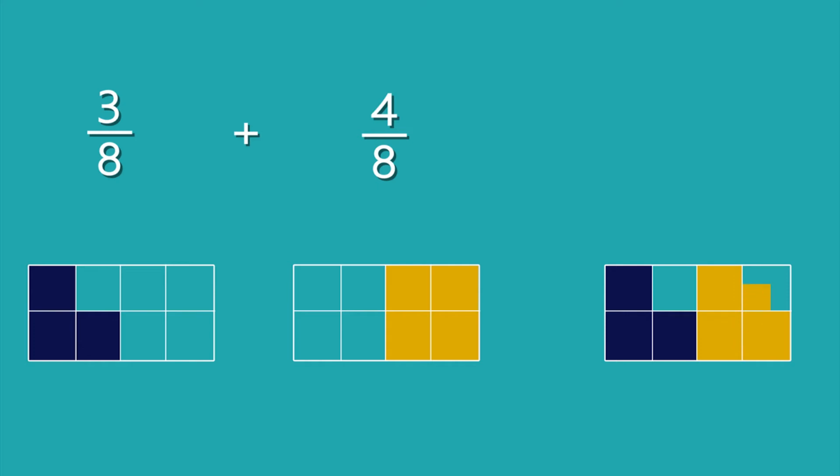And if we put them all together, we can see that only one of them isn't shaded in. And if I count them up, there's going to be 7 squares that are shaded in. 7 out of 8 possible squares. Therefore, that is 7/8.